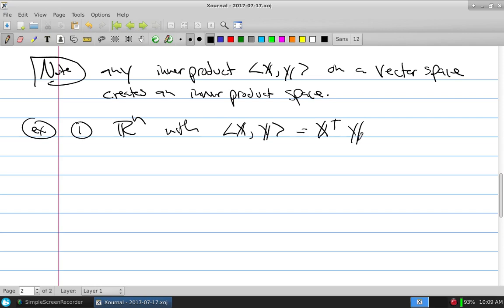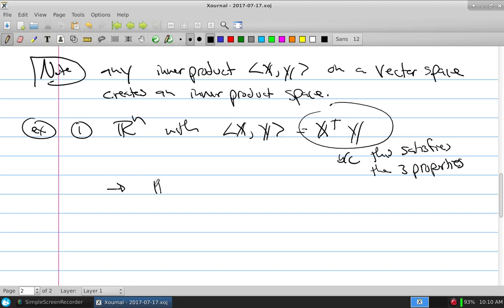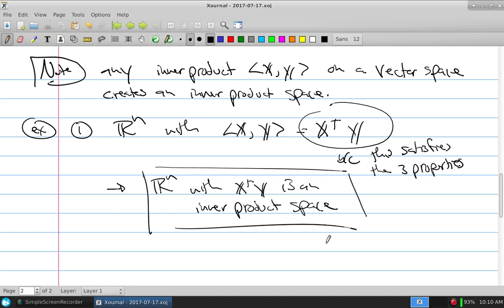So what we do is we now have your space with this tool to measure magnitudes and angles. Because this satisfies the three properties, that implies that Rn with x transpose y is an inner product space. Again, what's nice about inner product spaces is that it's not only a vector space, where I can get to places and have coordinates and everything else. It also has the ability to talk about angles and magnitudes. So all of a sudden we've been able to apply this idea of measurements within the space itself.